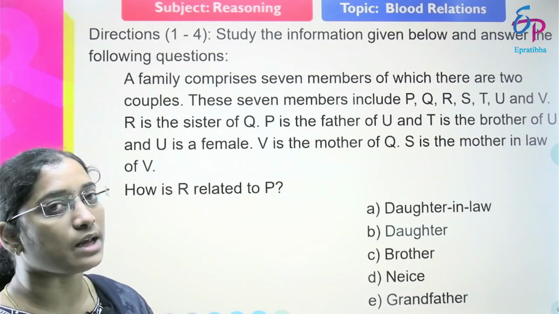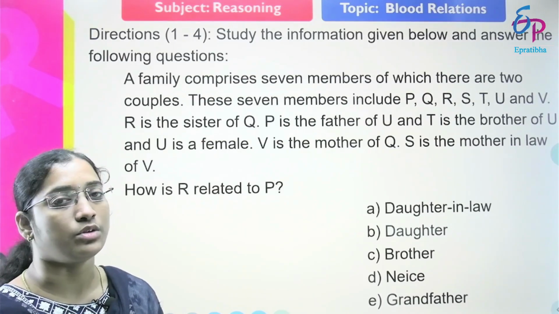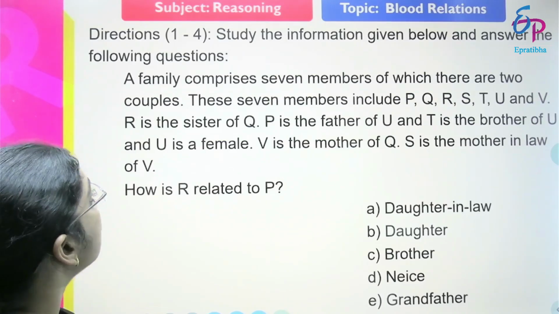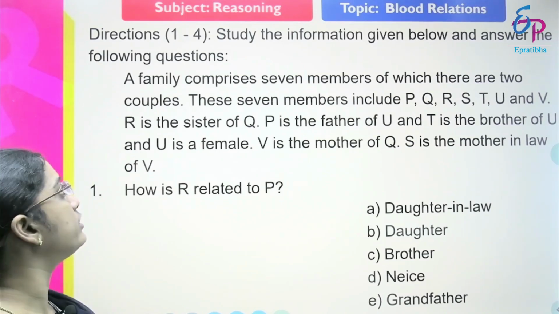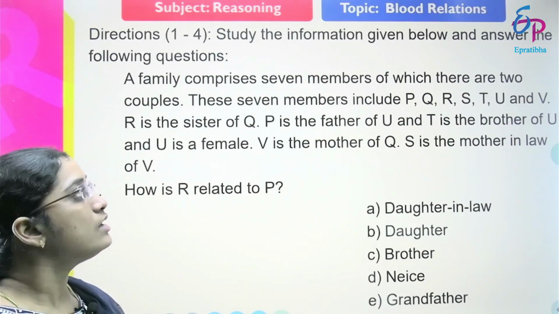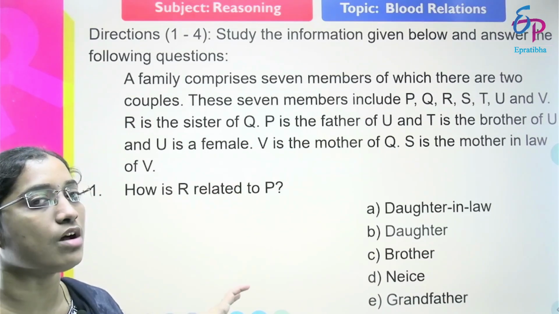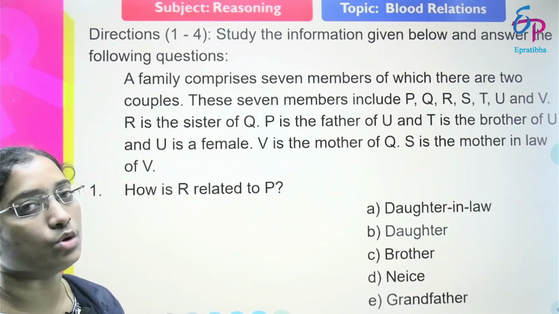For puzzle type questions we need to draw a basic diagram, right? So first we need to draw a diagram. Just observe the question here. We have questions number 1 to 4, and all 4 questions are related to the same basic information. If you draw a diagram for this basic information, we can definitely solve all 4 questions, right?